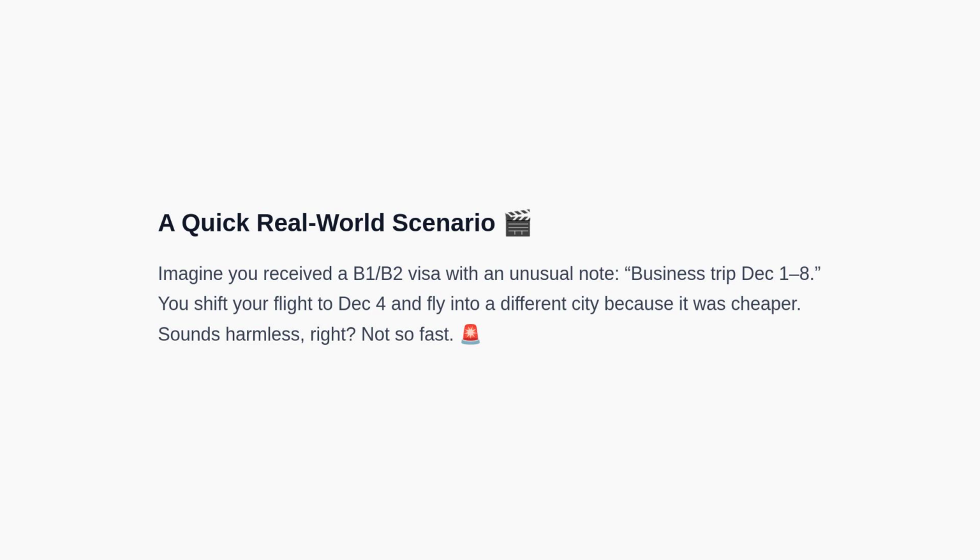To begin, imagine you received a B1 or B2 visa with a specific annotation such as business trip December 1st to 8th. You later decide to arrive on December 4th and enter through a different city for convenience. While this might feel harmless, the presence of that annotation indicates a narrow scope of permitted travel. This scenario illustrates why deviations can prompt intensive questioning at the port of entry.